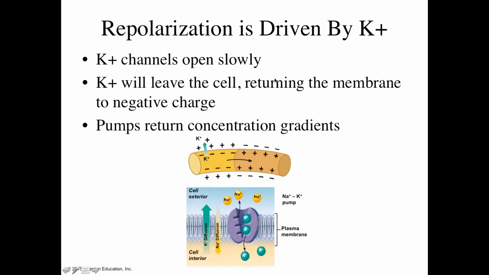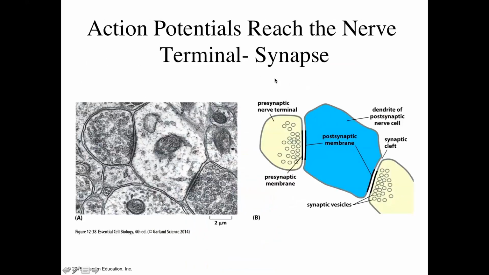Now let's talk about what happens when our action potential, when that wave of positive charge reaches the end of the line, when it reaches the axon terminal. So all of this is happening down the axon of a neuron. But what happens when it reaches an axon terminal? Well, our axon terminal is where we convert the signal from an electrical signal to a chemical signal.